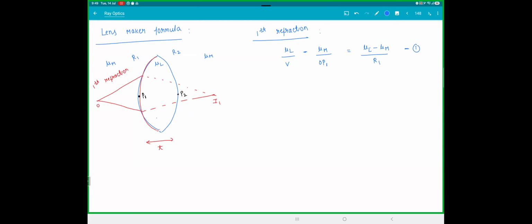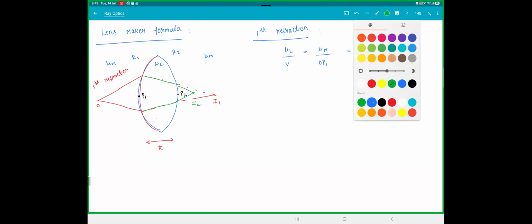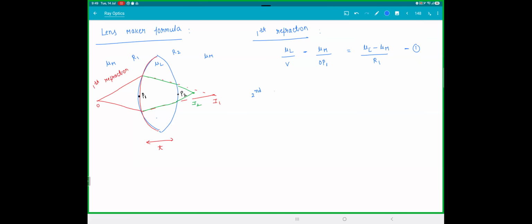This is equation 1. Now, when you apply the formula for the second refraction, these light rays are supposed to meet at I1. Then they would go somewhere here and meet somewhere here. So this is your final image I2. For the second refraction, this is your V1. Let me write that also in terms of this distance, P1 I1.